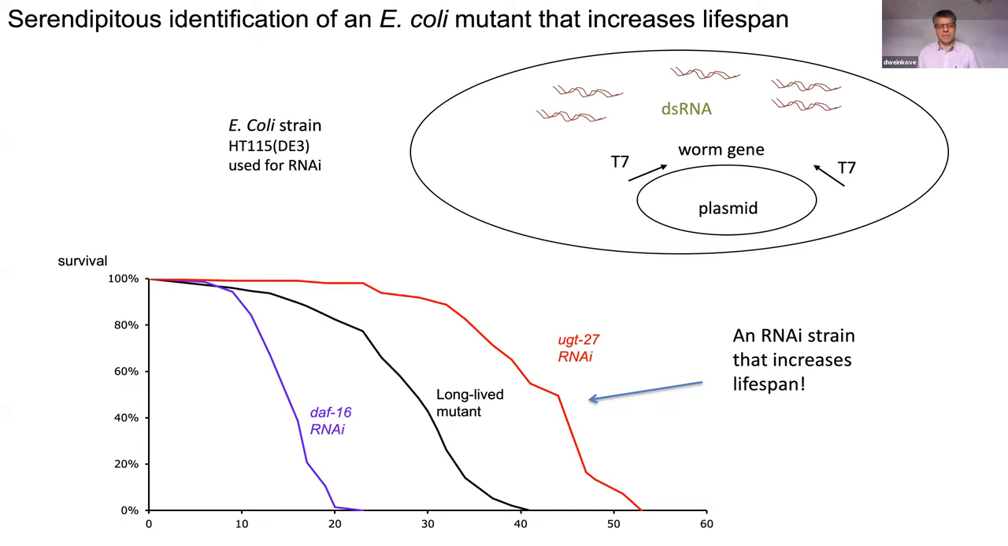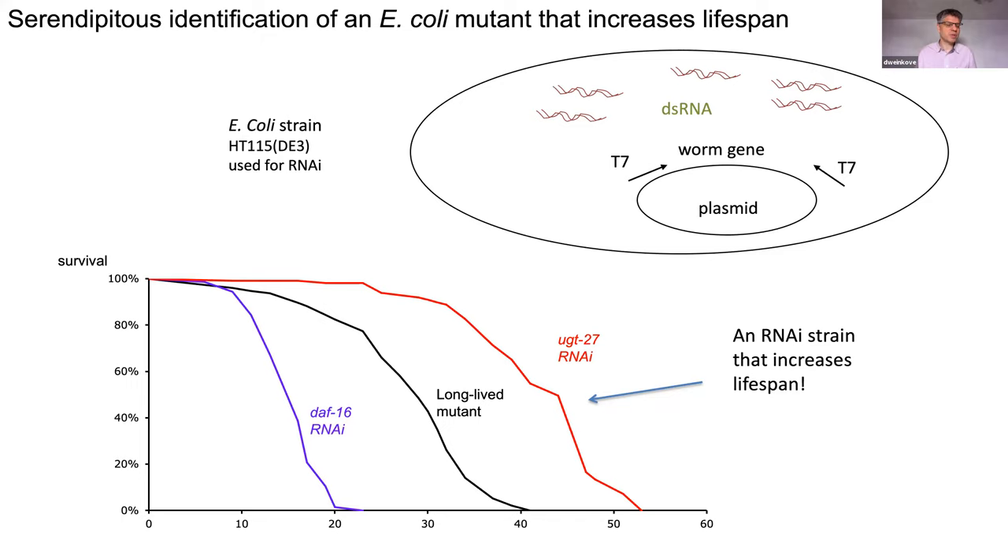So an observation that I made many years ago now in David Gems' lab at UCL was that a spontaneous mutation in the E. coli that we grow the C. elegans on makes the worm live a lot longer. I was using it, there's a mechanism that you can use in C. elegans where you can knock out genes using RNA interference by making the worms eat E. coli that expresses double-stranded RNA for the gene of choice. And we were using that to try and identify some genes involved in aging.